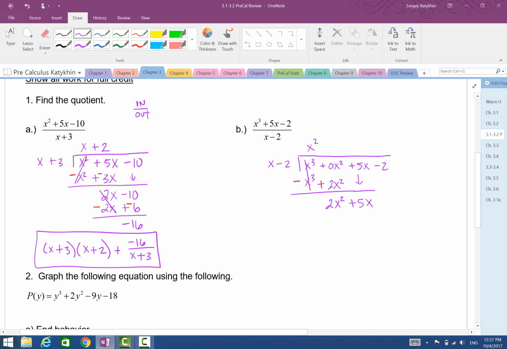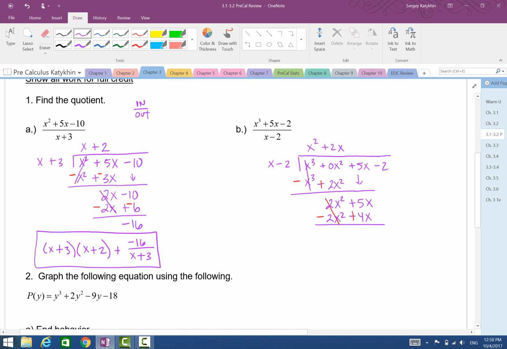Now I'm going to go ahead and ask myself, okay, what do I have to multiply x by to get 2x squared? Well, that would be 2x. And when I multiply those out, I get 2x times x, which is 2x squared. 2x times negative 2 would be negative 4x. And now I'm going to go ahead and change the sign. So that would be a minus now, and that again becomes plus. So 2x squared minus 2x squared gives you 0, so those cancel out.